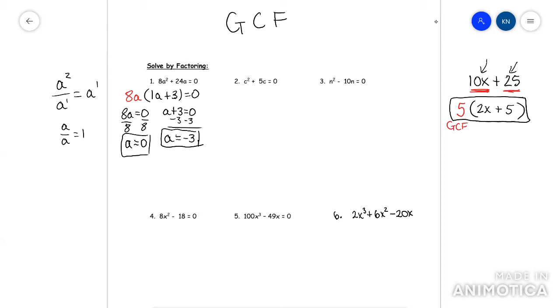Okay, the next one. Both of these things have the letter C, so that's my GCF. Divide them both by C, you'll get C to the 1 plus 5. Whenever you do a GCF, you need to be able to redistribute and get back to your original. That's a good way to check it. C squared plus 5C. See, I got back to my original. So that's just something to think about here. But now that I have it factored, I could set each factor equal to 0 and solve.